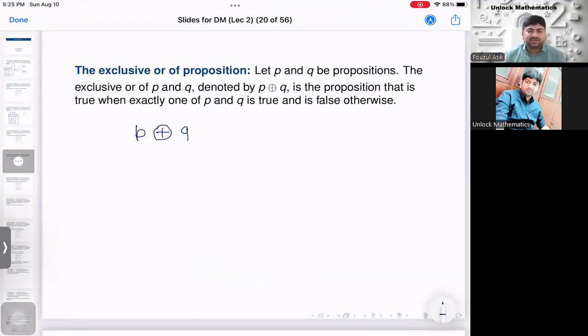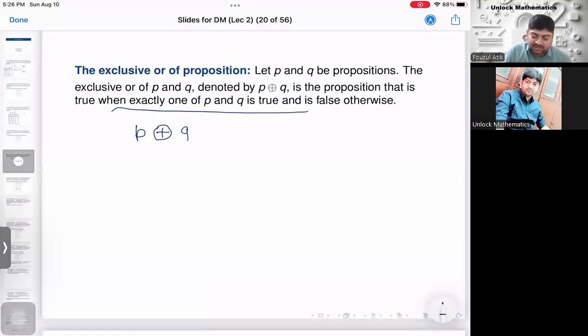Right? And this exclusive OR operator works like this: it will be true if one of them is exclusively true, not both. So P exclusive OR Q is true whenever exactly one of them is true. That means it is exclusively one of them is true. In all other cases, it is false. So if P and Q both are true, then it is not exclusively true, right? So therefore it is false. But if one of the two is true, then it is true. And if both of them are false, then it is false.